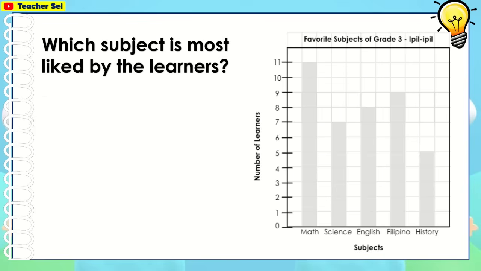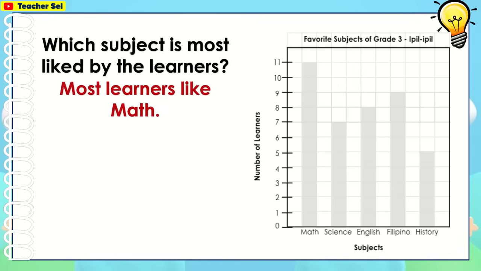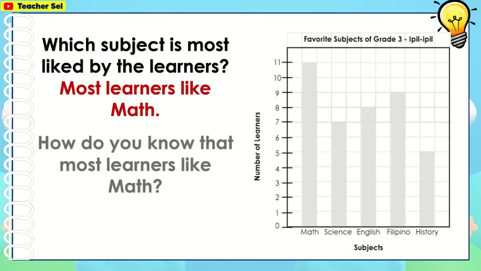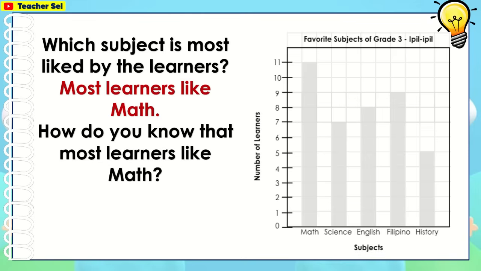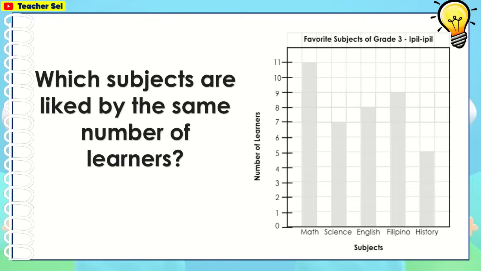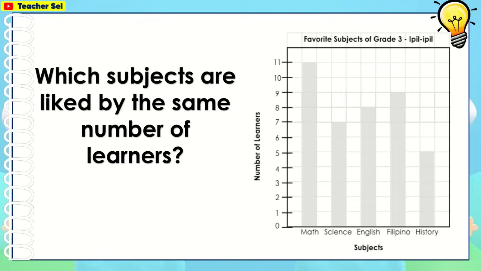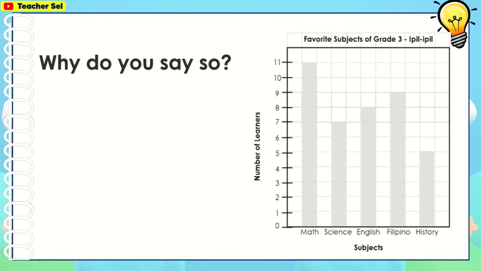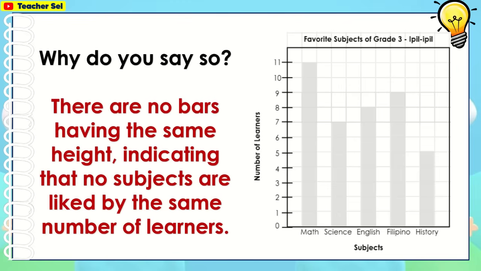Which subject is most liked by the learners? Most learners like math. How do you know that most learners like math? Math has the tallest bar among the 5 subjects. Which subjects are liked by the same number of learners? None. Why do you say so? There are no bars having the same height, indicating that no subjects are liked by the same number of learners.